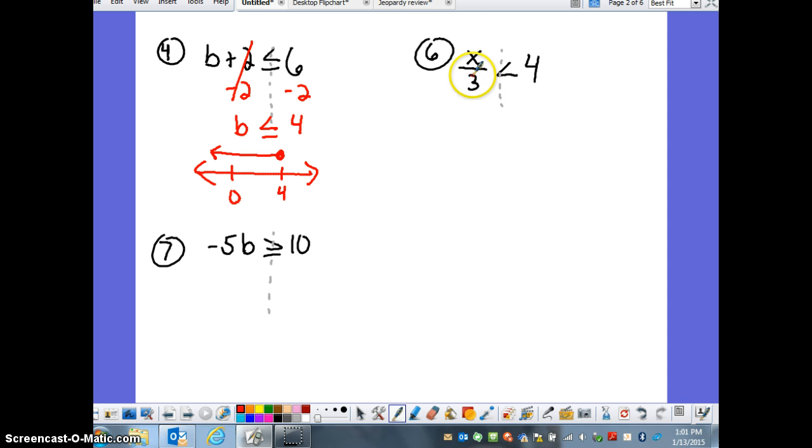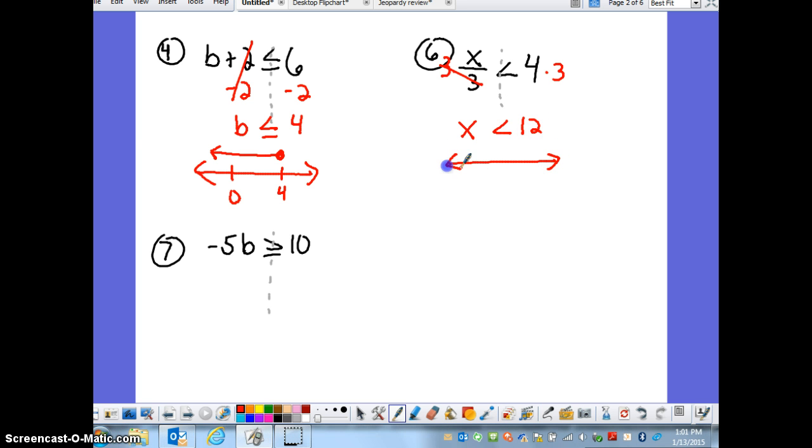We have this 3, which is attached by division, so I need to multiply to get rid of that. So I'm going to multiply by 3 on both sides. The 3's cancel on the left. You have x is less than 12. Again, draw your line. We're going to have our 0, our 12. This time it's going to be an open circle because it doesn't have the equal to, and it's still facing to the left because it is less than.